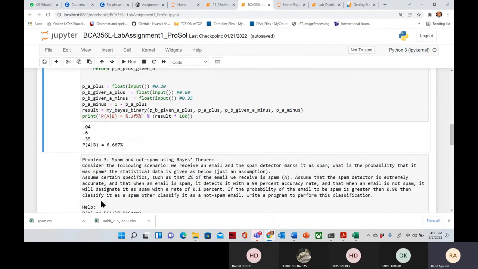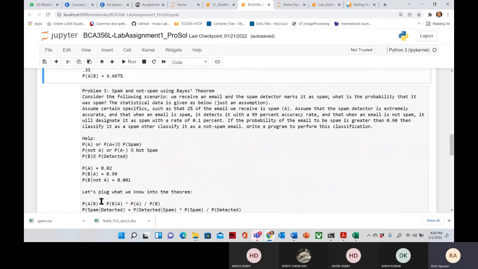Now the third question. In the third question, consider the following scenario. We receive an email, just a spam detector. What is the probability that it was spam? And this is the data. So assuming 2% of the emails we receive are spam. So that means P of A is 2%.